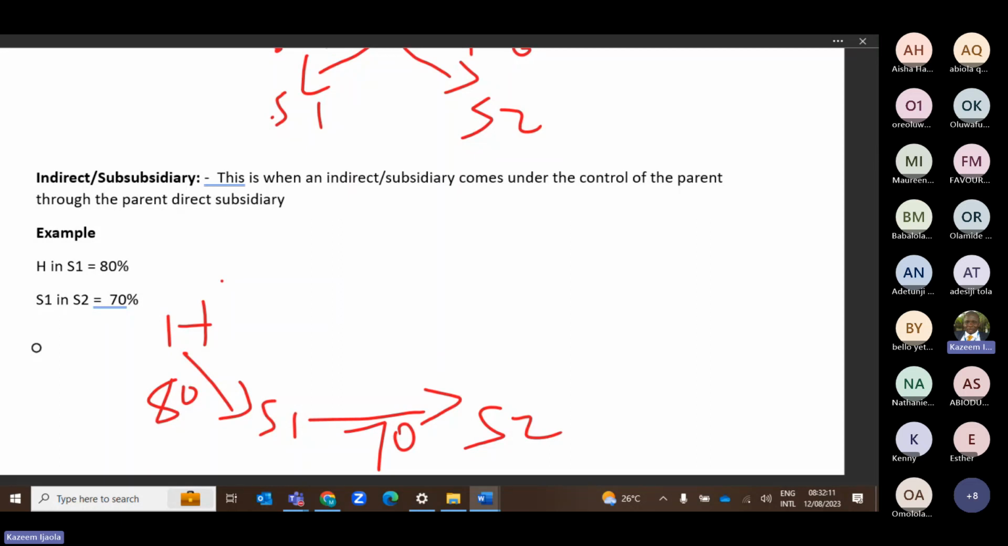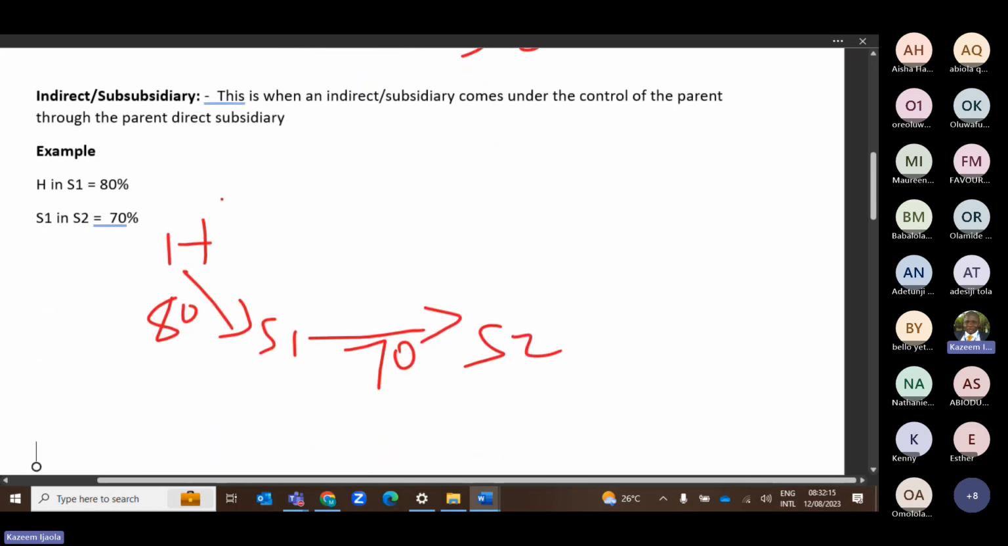Do you know why it is called indirect subsidiary? It is simply because H owns X1, then X1 owns S2. Because H is the owner of X1, H has a controlling interest in X1. So anything X1 is doing, H is entitled to up to what? 80% of it.